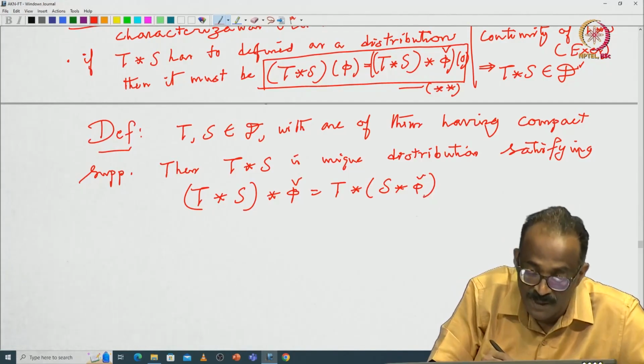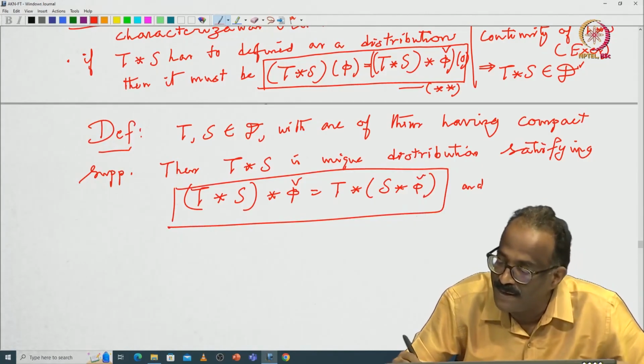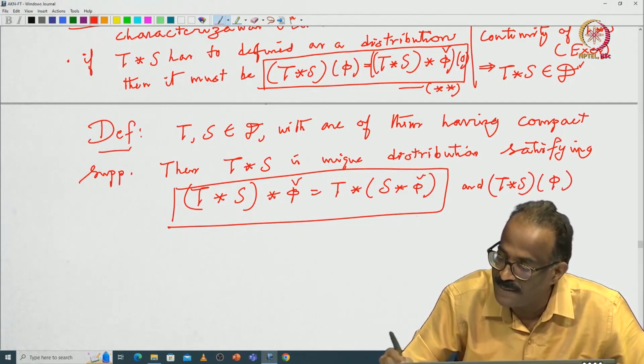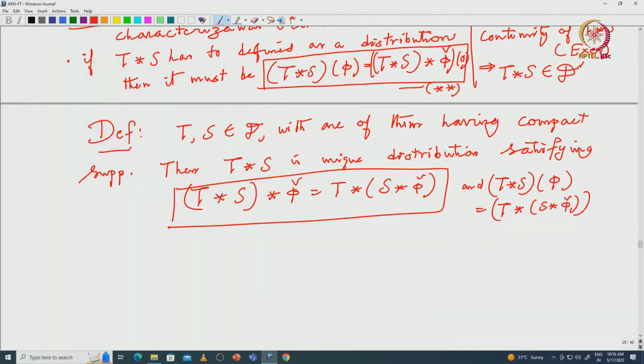So, the associative law is satisfied and is given by the formula, and T star of S, then you define at phi, this is star. So, you are basically defining features at 0, because these are the two formulas you need for definitely. If T star S is defined, it has to be of this form and then the associative law. So, you match these two. So, the distribution is given by that one.